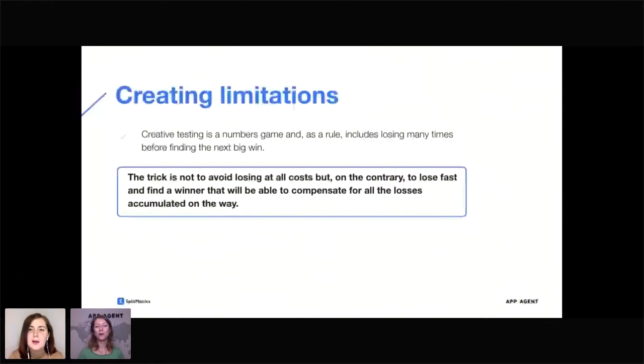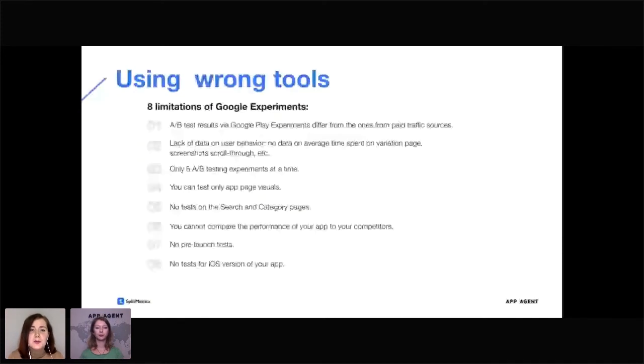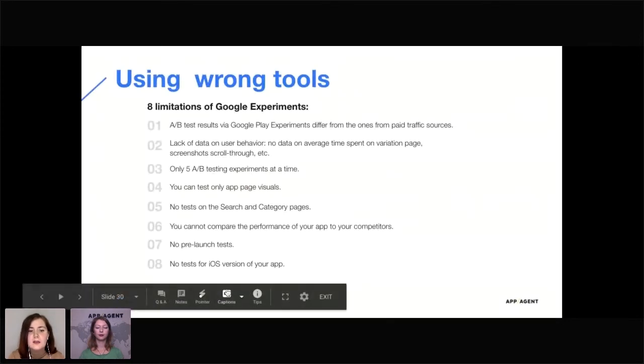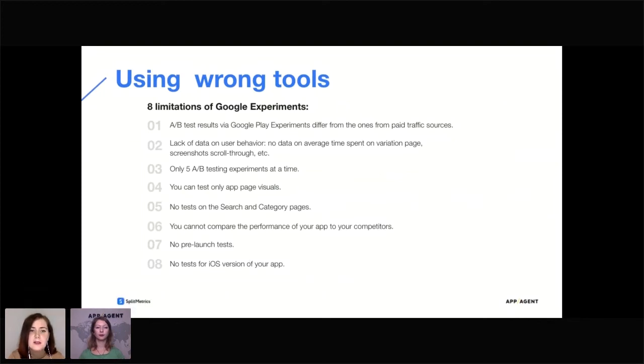Okay. So I am going to talk about another mistake, which is using the wrong tools. You all have heard of Google experiments and creative sets in Apple Search Ads, and those are great tools. They have their advantages, but I would like to say a few words about their limitations and about times when you shouldn't go with these tools.